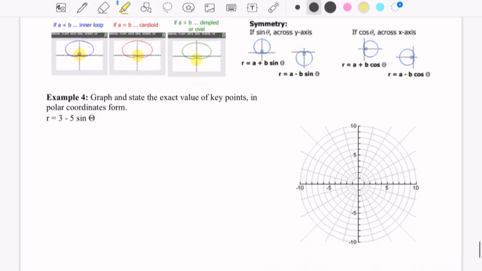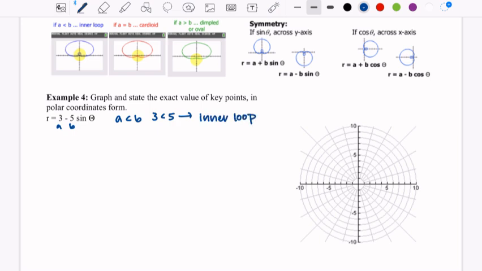So in example 4, we are going to graph and state, again, the exact value of key points in coordinates and polar coordinate form. So we have r equals 3 minus 5 sine theta. Okay, let's predict what this looks like. Okay, so I see here that A is less than B, because 3 is less than 5. So this guy is going to have an inner loop. Now, you will note that we are subtracting it here. So in this case, that is going to make our symmetry go down. So most of the time we're going to be in quadrants 3 and 4.